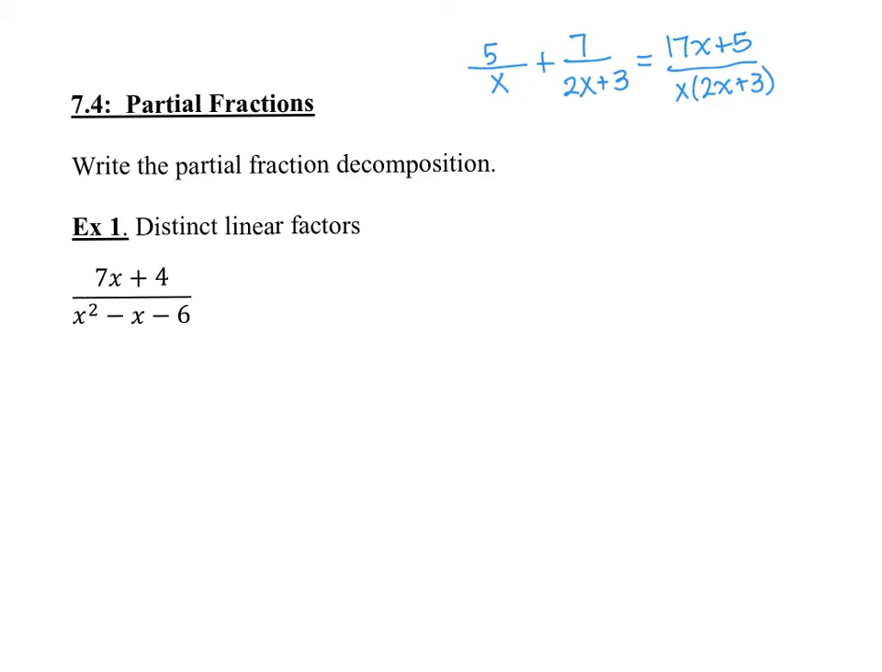7.4 is on partial fractions. I'm going to show you what a partial fraction is before we start doing a partial fraction decomposition. If you look at the top, I wrote that this fraction plus this fraction is equal to this fraction. The two fractions that were added together, this one and this one, are called the partial fractions. They're just the little fractions that make up the entire rational expression.